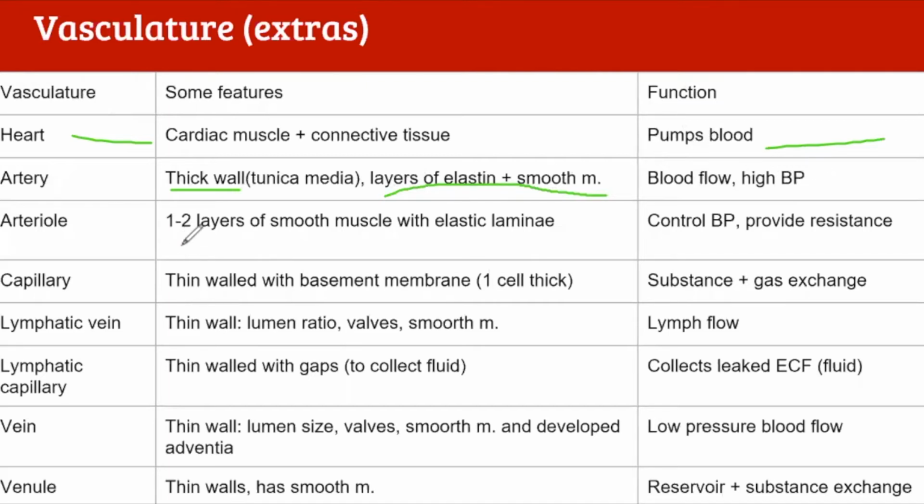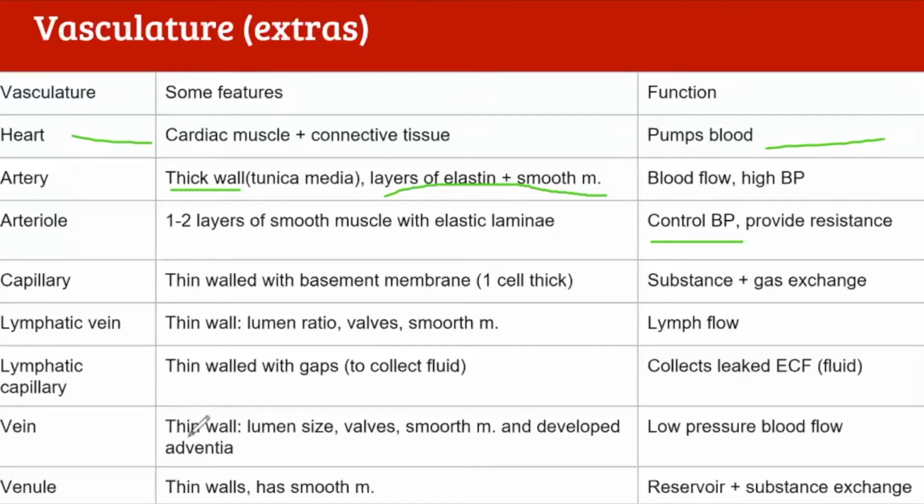Arterioles, not as thick, 1 to 2 layers of smooth muscle, and they also have elastic laminae. They're there because they actually provide resistance and they control blood pressure. You've got capillaries, a really thin basement membrane, and walls that are 1 cell thick, really tiny, and they're really responsible for substance and gas exchange at the lungs. Lymphatic capillaries might have valves, and you'll see about their role. They have gaps which allow them to collect fluid.